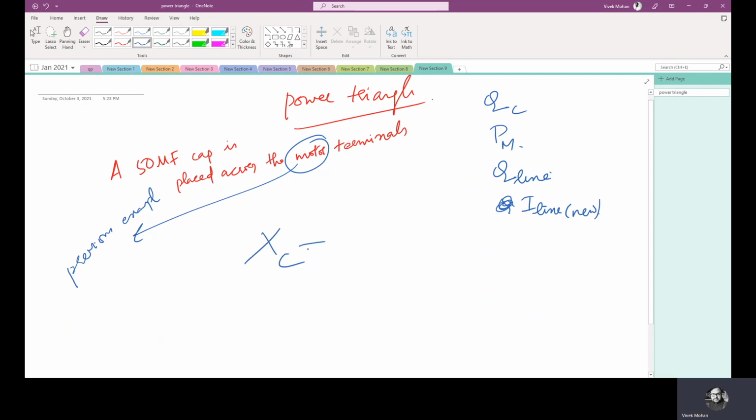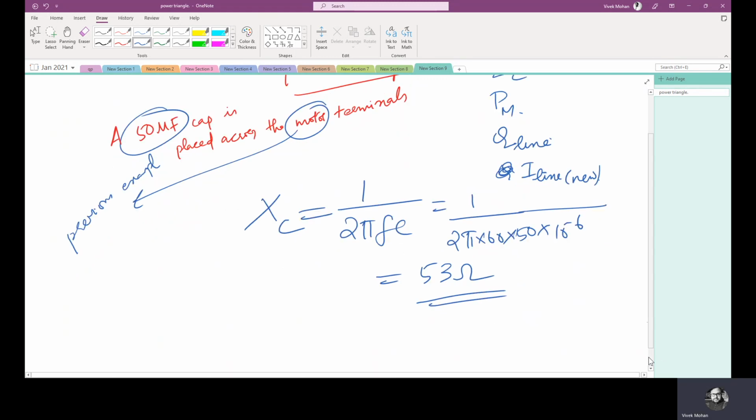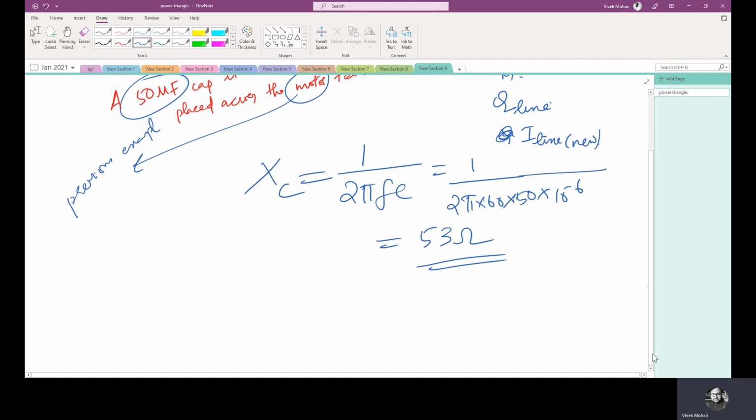Now what is my capacitive reactance? 1 by 2 pi Fc. F was 60 Hertz. What is the capacitance? It is given in the question, which is 50 microfarad. So 1 divided by 2 pi into 60 into 50 into 10 raised to minus 6, which is equal to 53 ohms. So this is my Xc, which is equal to 53 ohms.